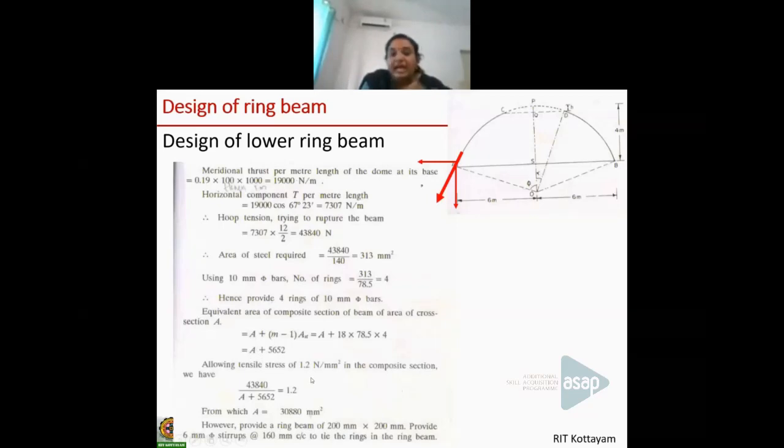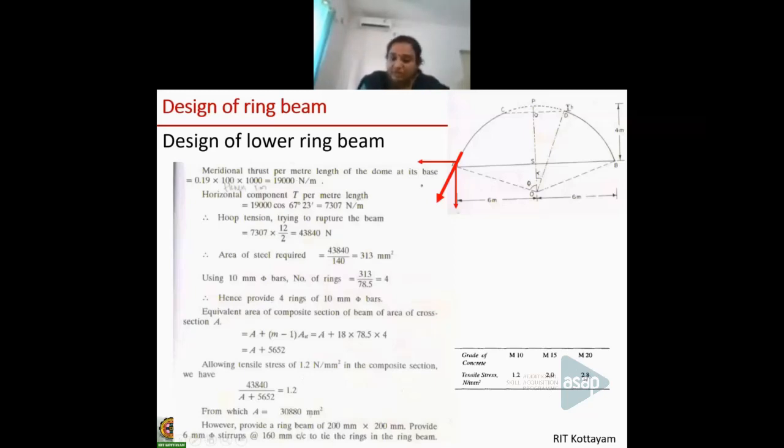And how do you get this? Allowing a tensile strength of 1.2 Newton per millimeter square in the composite section. So I've shown in the initial portion, the tensile strength of concrete is also specified. Here, the tensile strength of M20 grade concrete, which we use in this dome, is 2.8 Newton per millimeter square. And since this is a composite section, the authors have assumed a much lesser value. This is your discretion.